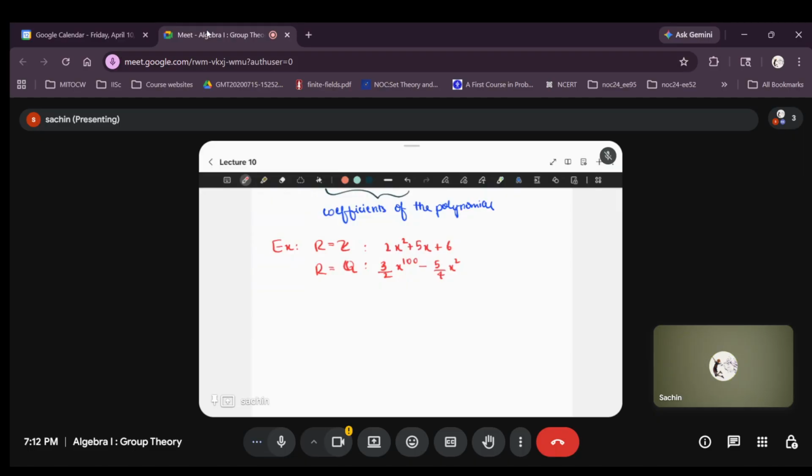So these are similar to the polynomials that you already see, but generally in school level mathematics, the coefficients are from real numbers. But here the coefficients are from a particular ring, and you have to specify the ring before.